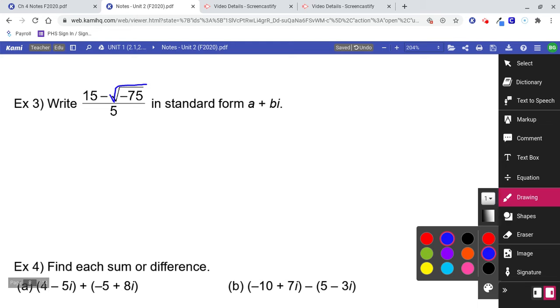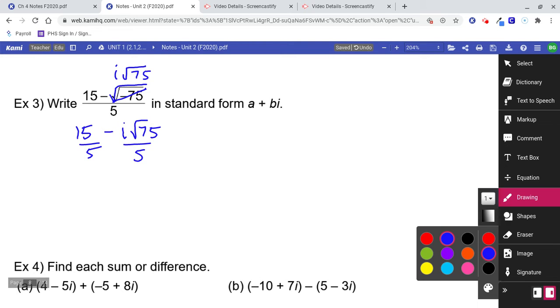Square root of negative 75. We know the square root of negative 1 is i, so you can look at it like that: i times the square root of 75. So if I had 15 minus i square root of 75, both of those things are over 5. It's almost like you can distribute your division if you want. Both of those are over 5.